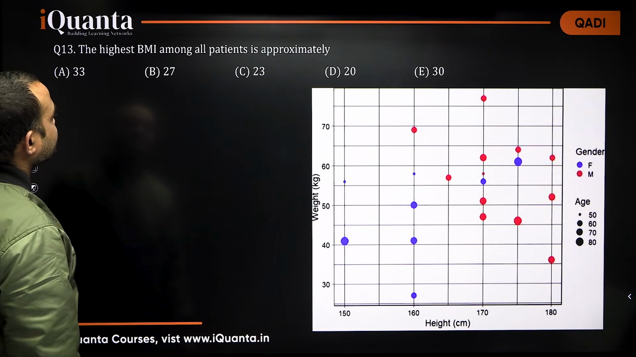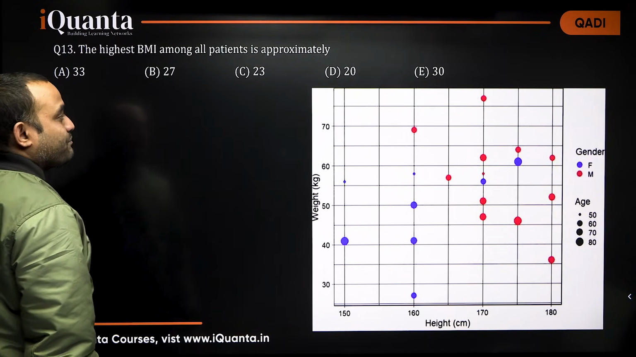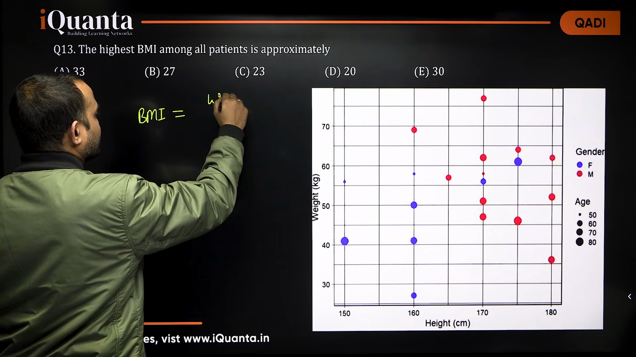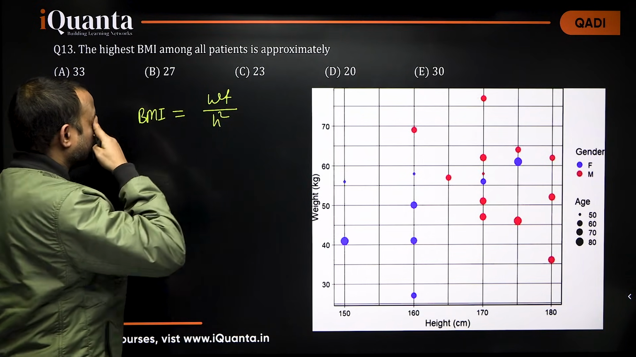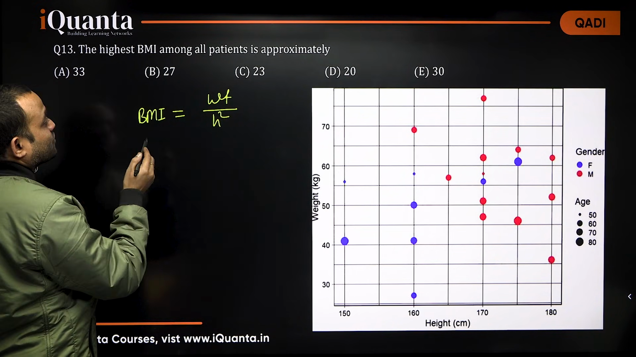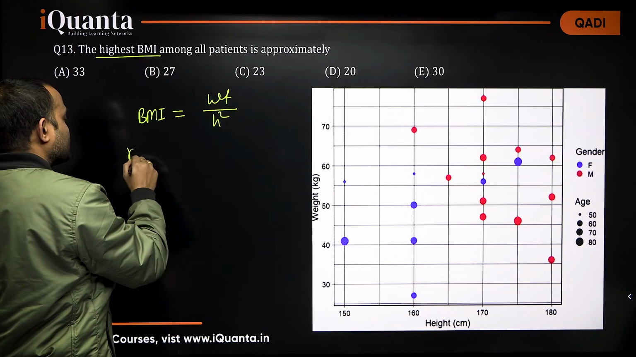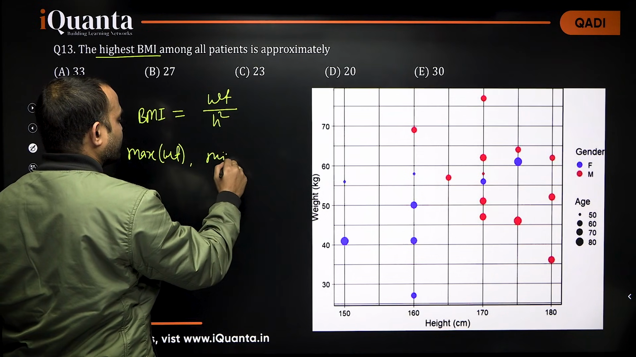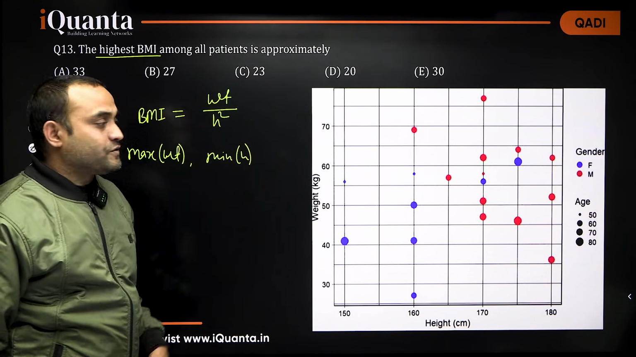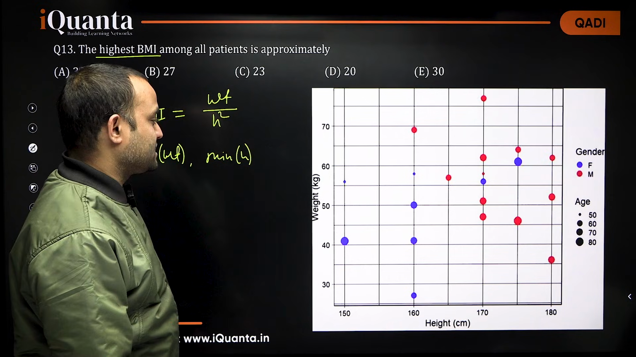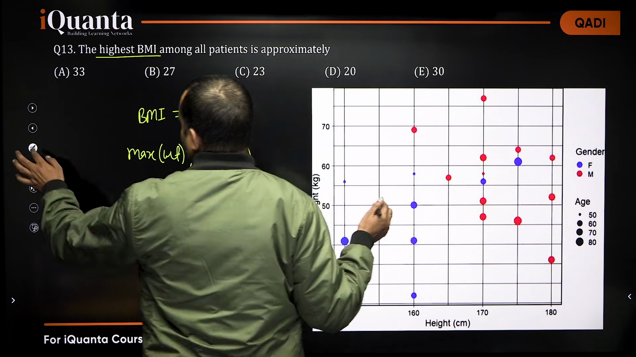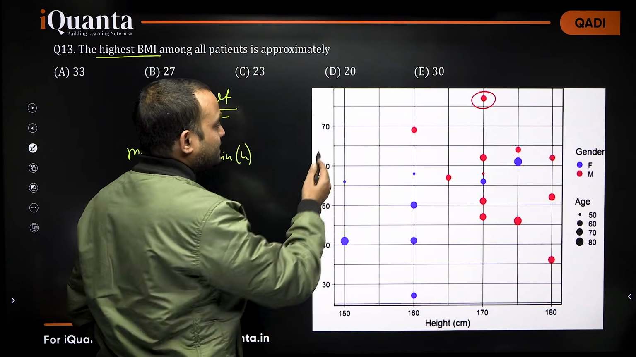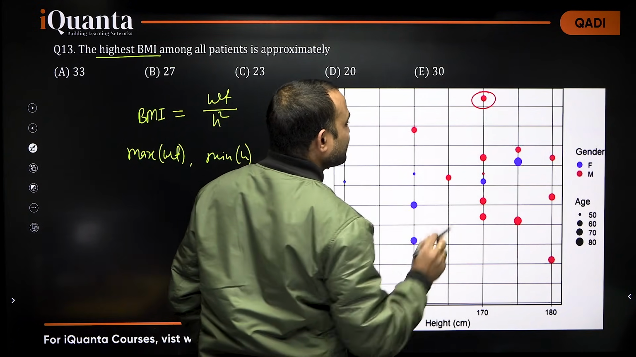Next one, the highest BMI among all patients is approximately. What is BMI? BMI depends on weight upon height square, right? So what do we want to do here? If I want to find highest BMI, we should look for maximum weight and we should look for minimum height, right? If we look for maximum weight, where do we see? Maximum weight we see here, right? This is the maximum weight, and this weight will be, this is 70, 75, we can take this 77, right?